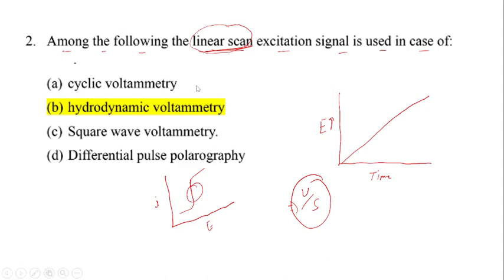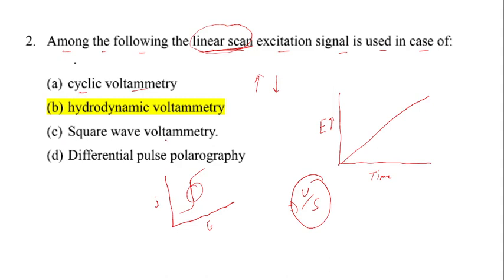So the question is asking: among the following, the linear scan excitation signal is used in case of? Hydrodynamic voltammetry is the right answer. First of all, we will discuss the other options. Cyclic voltammetry, no, because in cyclic voltammetry we first increase the voltage, then again scan in the opposite direction, so it is not a linear scan.